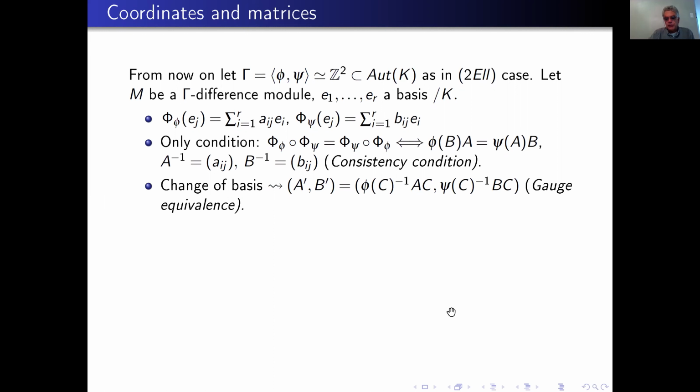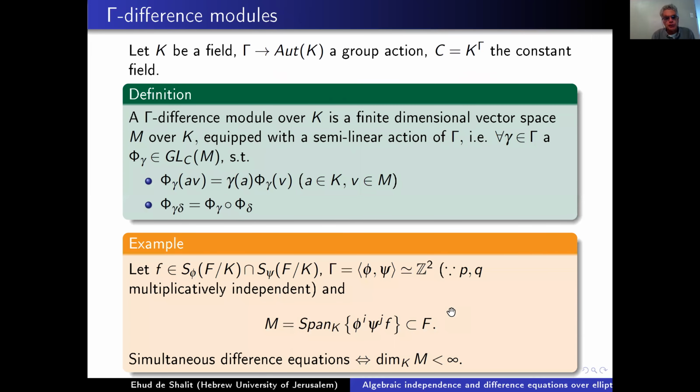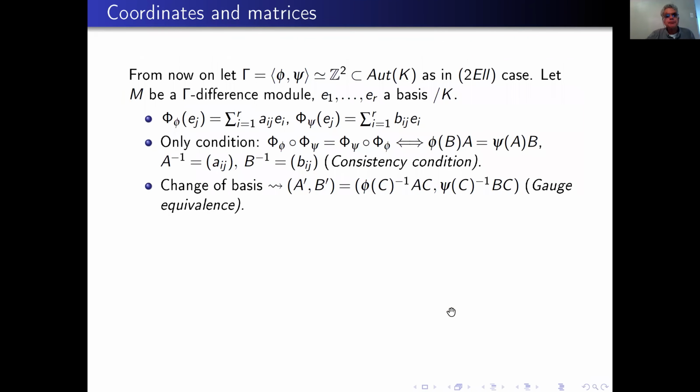But that's exactly where you use, in this example, the assumption that F satisfies both a psi difference equation and a phi difference equation, because you can see that if the orders of the equations are n and m, then the rank of this M will be at most n times m.